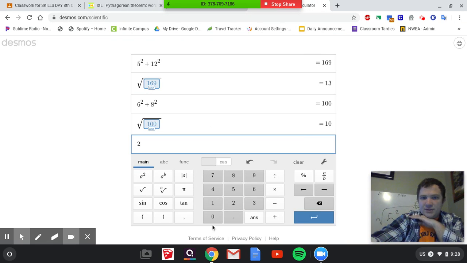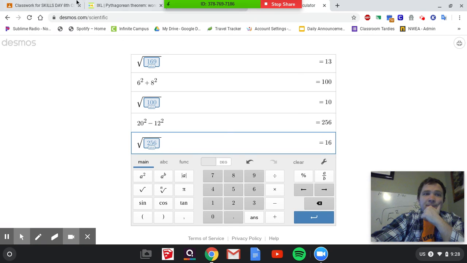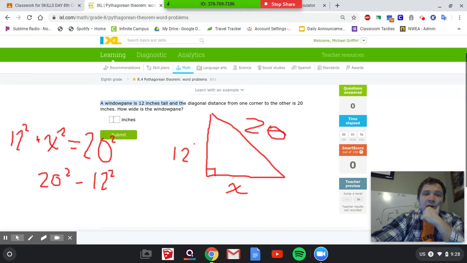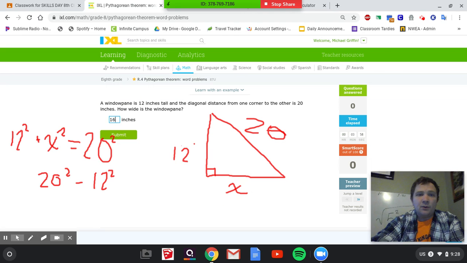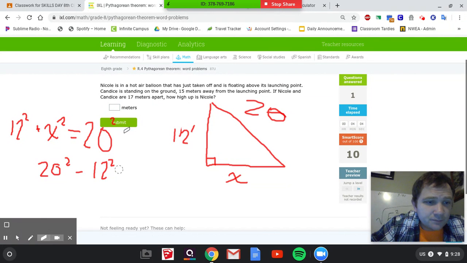I'm going to type 20 squared. I'm going to subtract 12 squared. I'm going to hit enter. I'm going to get 256. Square root of 256 is 16. So I'm going to go back over here. I'm going to hit 16, and we're going to get a brilliant, a fantastic, a terrific, wonderful. Next one.